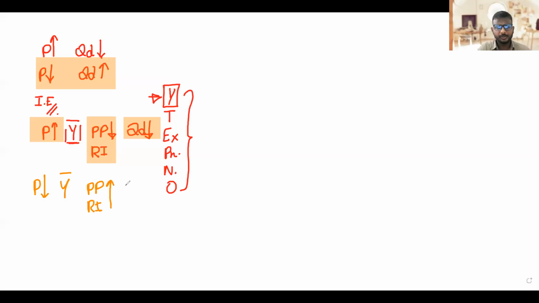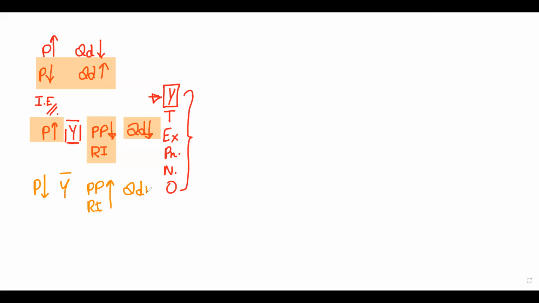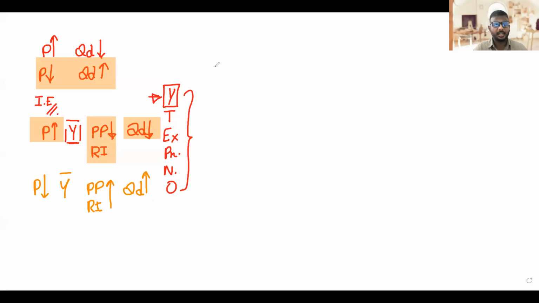As a result, consumers will be demanding more or less? Quantity demanded will increase or decrease? It will increase. So you see here again, price going down, quantity demanded going up. The inverse relationship between price and quantity demanded is explained by the income effect. Is that clear?